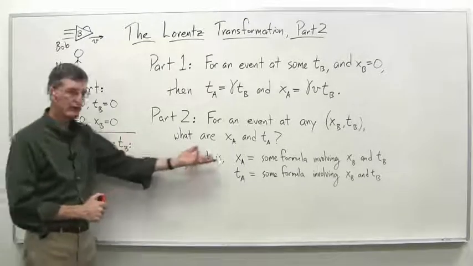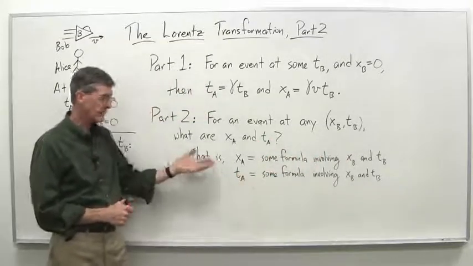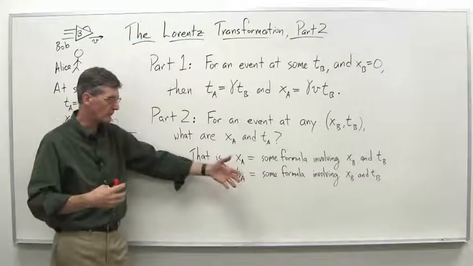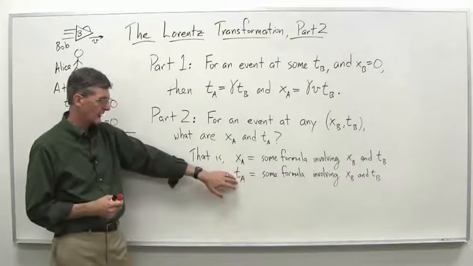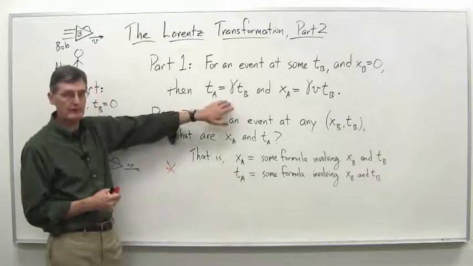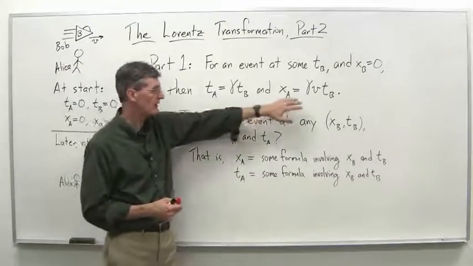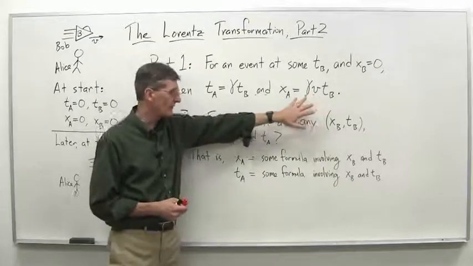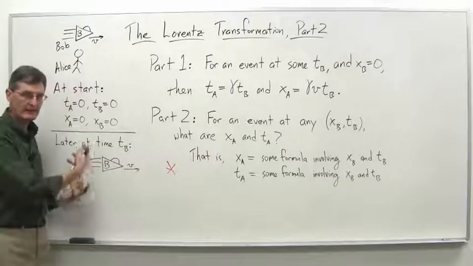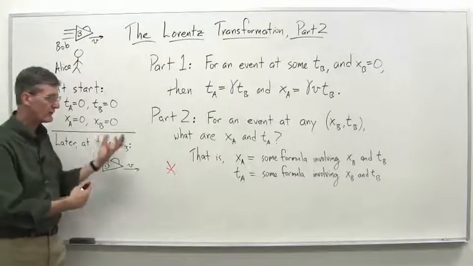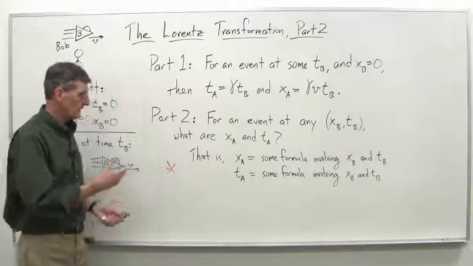So we need some formula. Given x_B and t_B, we want to say x_A equals something involving x_B and t_B, and t_A equals something involving x_B and t_B. Sort of like what we have here: t_A equals something involving t_B, x_A equals something involving t_B. x_B does not occur in these formulas because, remember, the special case we did had x_B equals 0. Now we want the general case where x_B could be non-zero.